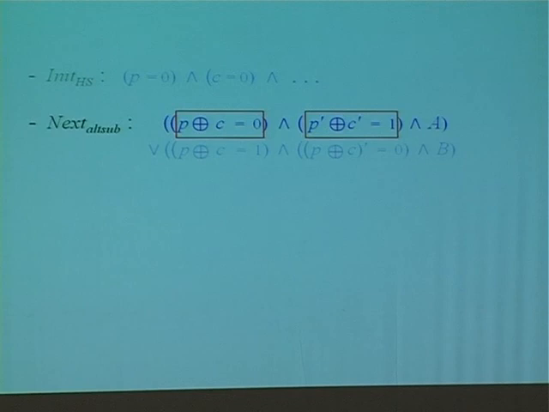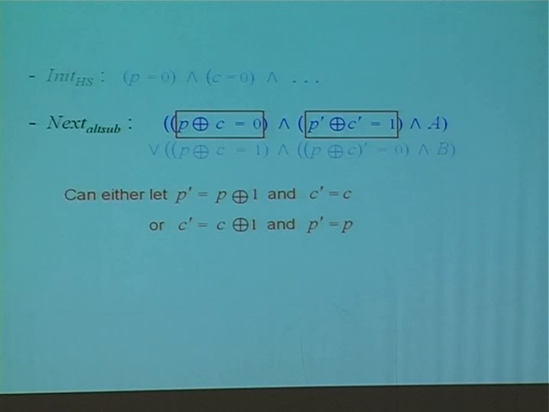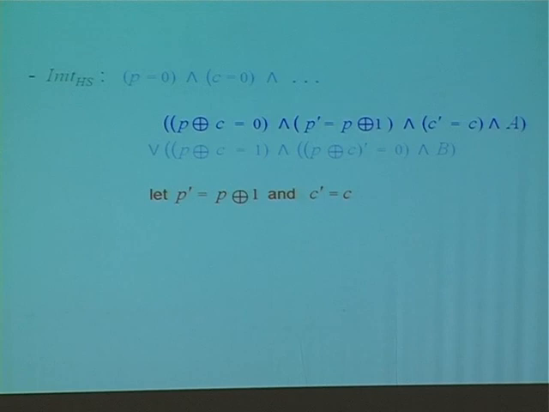And now look at these two things. These say that P plus C equals 0, and P prime plus C prime equals 1. So the value of P plus C has changed. And there are two ways of doing that. We can either change P and leave C unchanged. And changing P means letting P prime be P plus 1. Or we can change C and let P be unchanged. There are only two possibilities. Well, I'm going to choose this possibility here. So I'm going to let P prime equal P plus 1 and C prime equal C. And that implies the correct condition that P prime plus C prime equals 1.